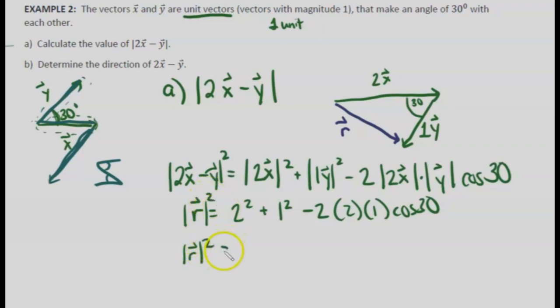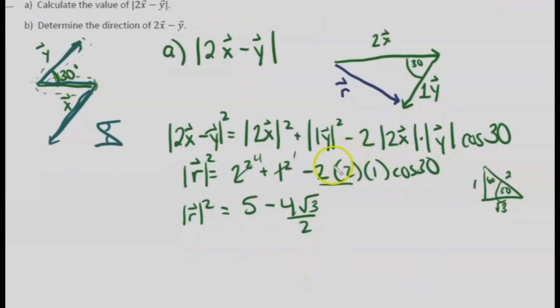Oh, this has a squared on it. Okay, so 2 squared is just 4, 1 squared is just 1, so that's 5 minus, and then that's going to be 4 times cos 30. If you think about cos 30 versus 60, this is going to be 1, 2, root 3. So cos of 30 is going to be root 3 over 2 as an exact value. Okay, and then the 4 and the 2 can cancel out.